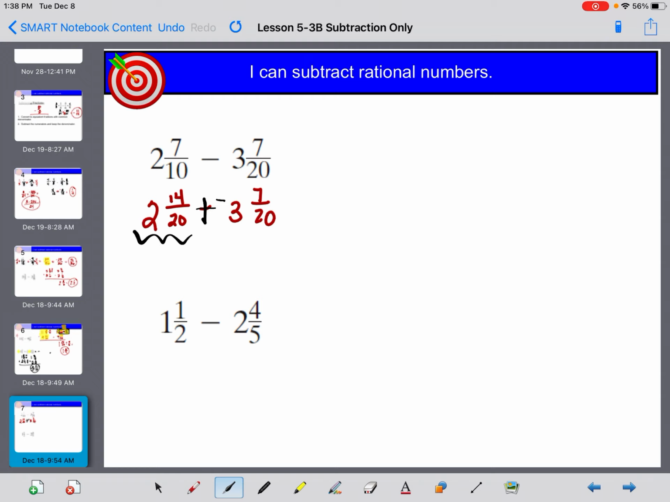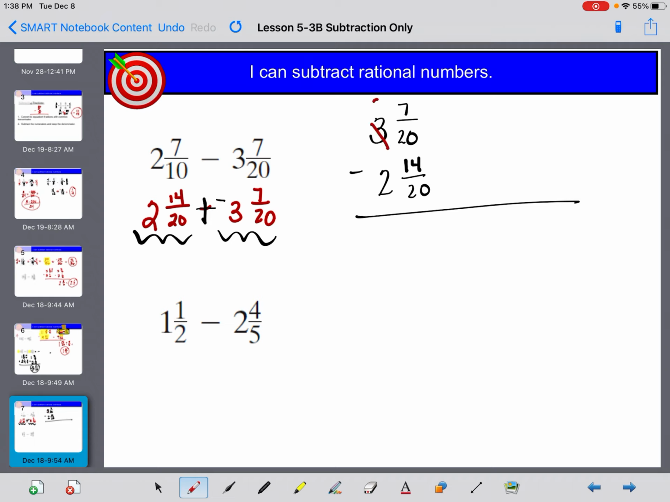Well, how do you add two numbers that have different signs? Well, we subtract them, and when you subtract them, you can put whichever one you want in the numerator. So 3 7 twentieths minus 2 14 twentieths. Now, 7 twentieths minus 14 twentieths, I can't do it because 7 is smaller. So I'm going to borrow 1 whole from the 3. I could write plus 1 here, but that doesn't help me. I'm going to call it plus 20 over 20 because of this 20 here.